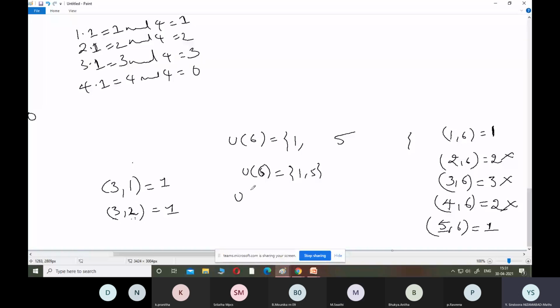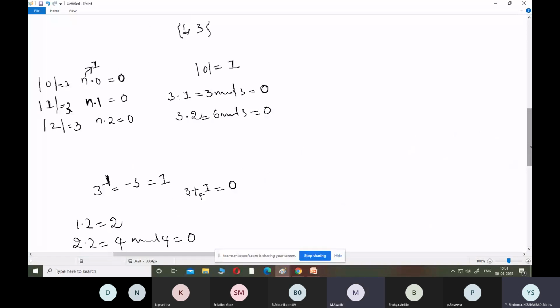And tell me, can anybody give me the elements of U of 8? Can I write 1 here? Okay, very good. 1, 3, very good. 5, very good. 7, nice. So these are the elements of U of 8. Are we clear on the notation U of 8? Yes, ma'am. Right. So now I can say this is a group under multiplication modulo.